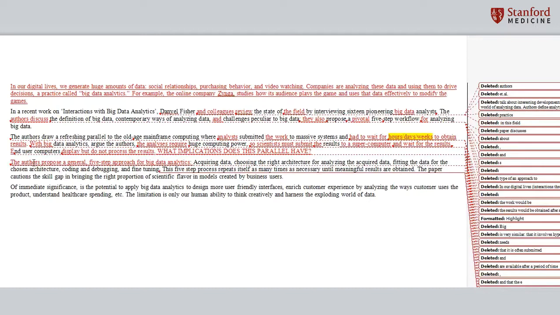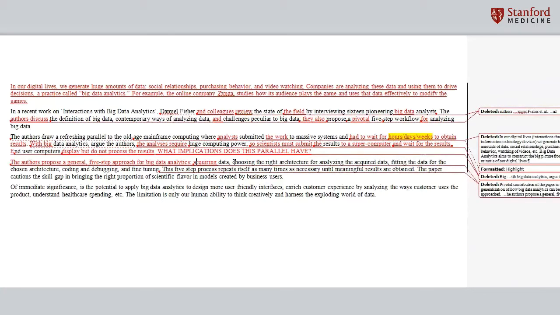And now we have this list. So the authors propose a general 5-step approach for big data analytics, here are the steps. So acquiring data, choosing the right architecture for analyzing the acquired data, fitting the data for the chosen architecture, coding and debugging, and fine-tuning. There's the 5 steps. So notice how we've just streamlined this paragraph a little bit.